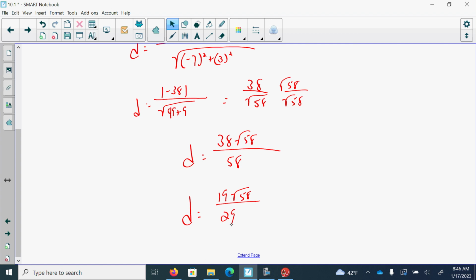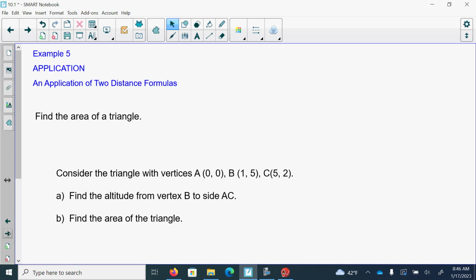The reason why it's so important that we find the distance between a point and a line is we can use that to find the area of a triangle. I have a triangle with the vertices 0, 0, 1, 5, and 3, 1. It wants me to find the altitude from B to side AC.